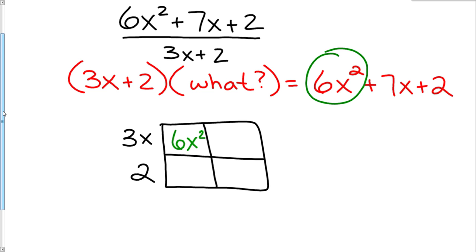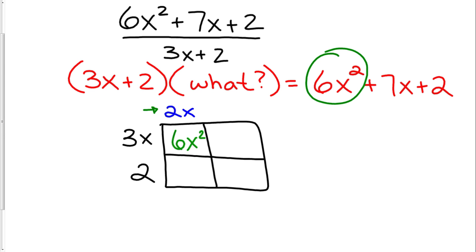So now we're going to ask ourselves, 3x times what gives us 6x squared? Well, 3 times 2 gives us 6, and x times x gives us x squared. So that's the first part of the what. Let's use that to multiply back into our answer, into our box. So let's look at 2x times 2, which gives us 4x.